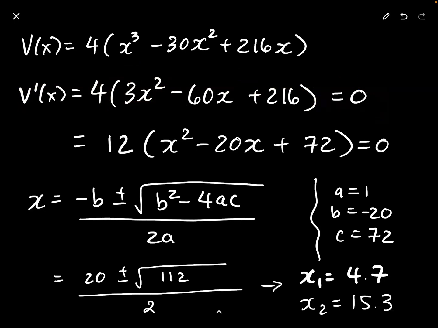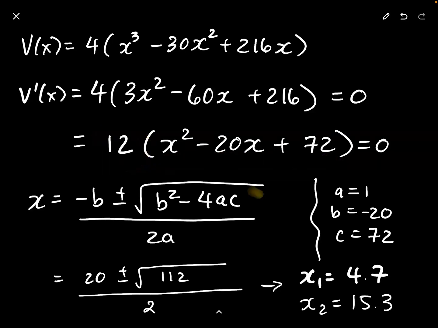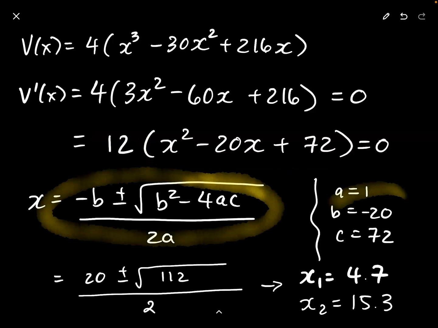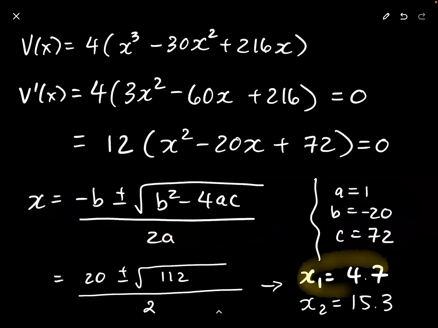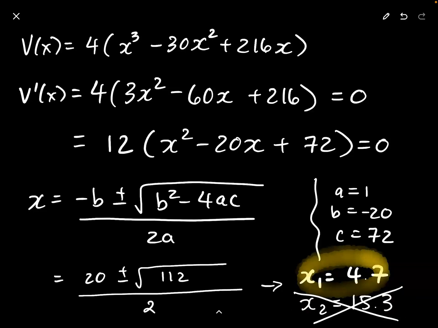It's up to you if you want to take out the 3 from each of the terms, then we'll have 12 in front. So then we can use the quadratic formula with x squared minus 20x plus 72, where a is 1, b is minus 20, and c is 72. So here we have two zeros. x1 is 4.7, and x2 is 15.3. Since 15.3 is outside of the possible domain, the only critical value we have is x equals 4.7.